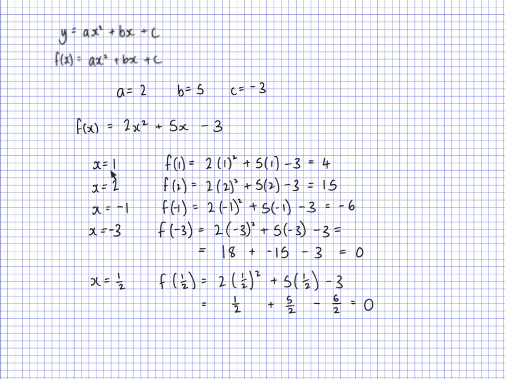So this is my mapping. So I've got x equals 1, and that outputs 4. X equals 2 outputs 15, negative 1 outputs negative 6, negative 3 outputs 0, half outputs 0. Now I could have used values of y here. So I could have said when x equals 1, y is equal to 4. When x equals 2, y is equal to 15, and so on. So this is the basic idea of a function, and specifically quadratic functions.